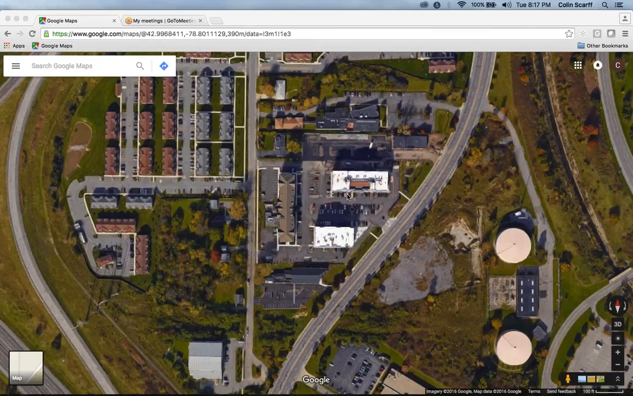Some of the site planning issues. Clearly, total height of the building is going to be a site planning issue. Location of parking, is it to the side, to the rear, or is it actually lying between the building and the street?